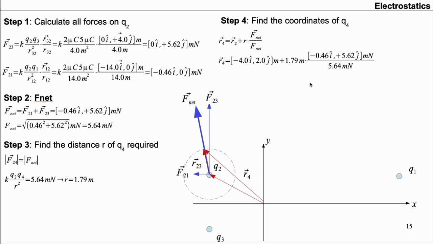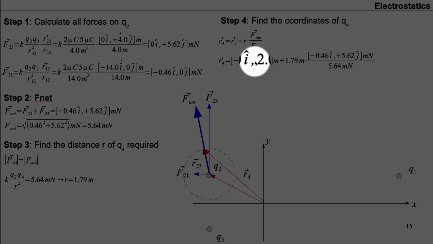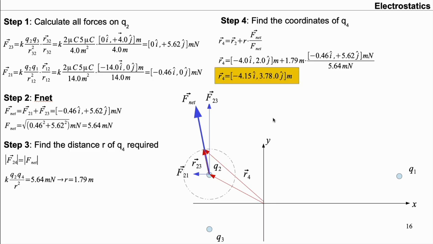So let's do that. I am plugging in just my coordinates here of where the charge 2 was, and then I add my 1.79 meters times, and here I put my Fnet from over here divided by its own magnitude. So I get actually a unit vector without any units. The newton meters cancel out the unit meters, and you see I can add meters to meters, and everything works out. And I found my location of R4, which was exactly here.